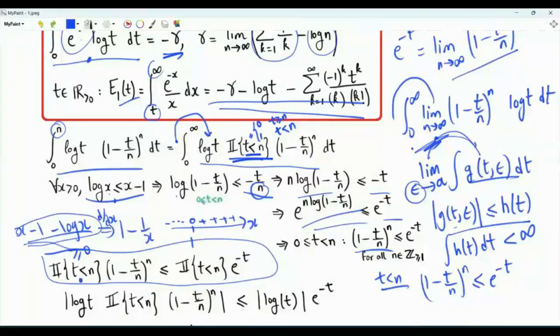If t is greater than or equal to n, this indicator is 0, that indicator is 0. We have 0 less than or equal to 0, which is valid. And if t is less than n, then by this argument, we have that (1 - t/n) to the power n is less than or equal to e to the minus t. Thus, the magnitude of the integrand can be upper bounded by the magnitude of log t, and then the indicator function, and then e to the minus t. But the indicator function itself can be upper bounded by 1.